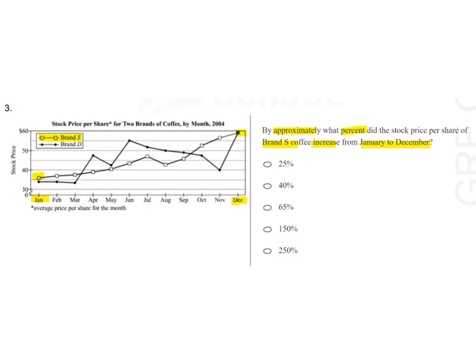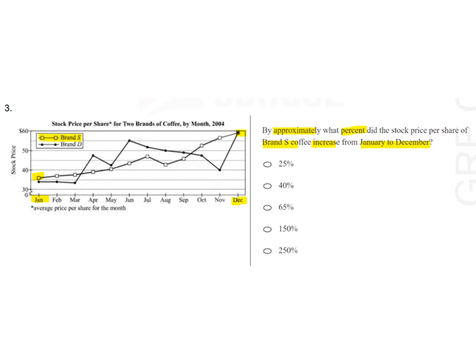There's a new line graph. It shows the stock prices per share for two brands of coffee for March 2004. The brands are S and D, and there are 12 months. And the stock price per share is actually the average price per share for the month.